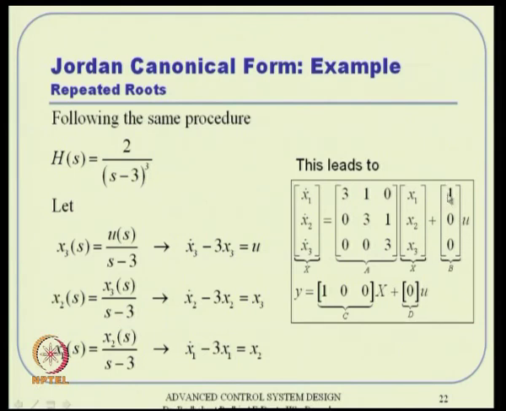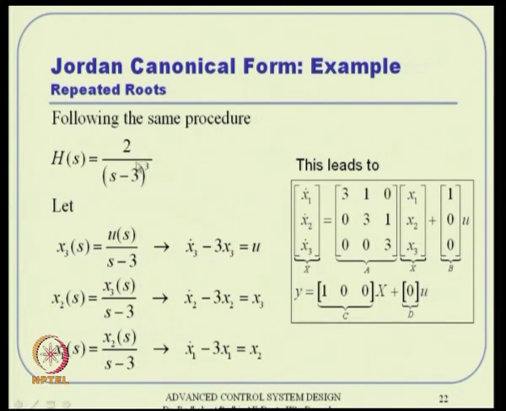This is 0 actually. Now, if you see x2 dot, it is 3 x2 plus x3, that means there is a 1 term here. Similarly, x1 dot is 3 x1 plus x2. So, what is happening? This 1 and 1 are appearing here, so that is like a Jordan block. It is not a diagonal block, but this part of the overall system matrix will turn out to be a Jordan block.